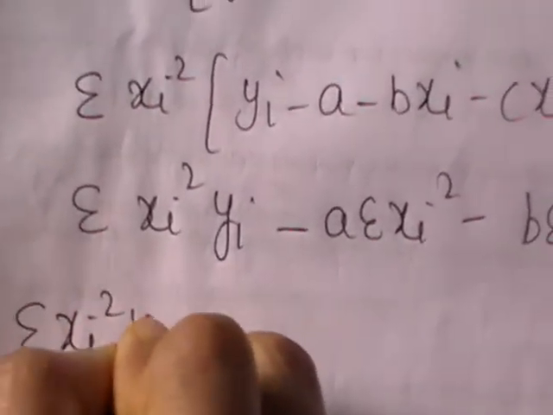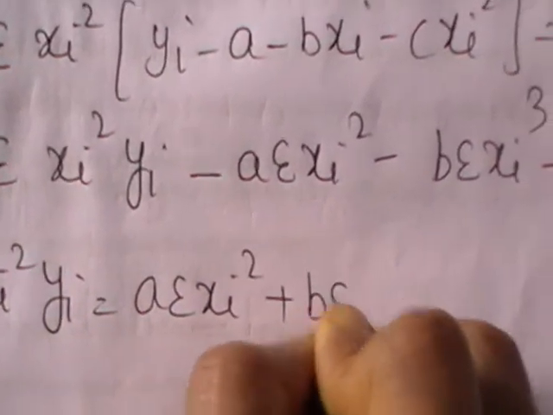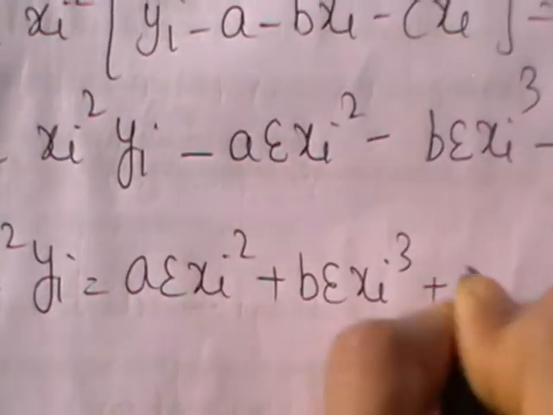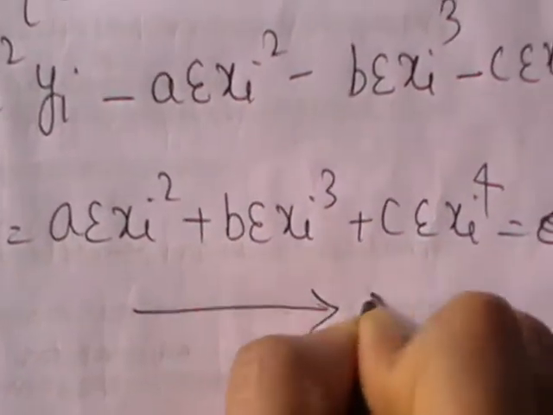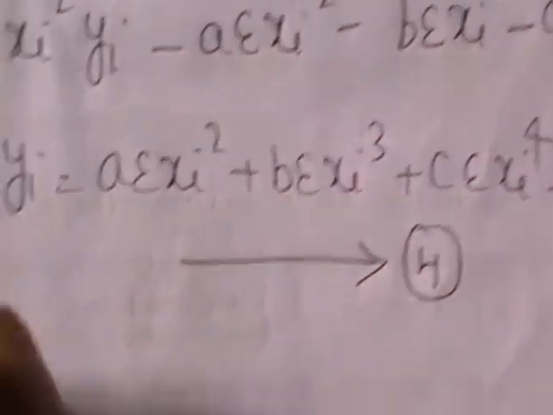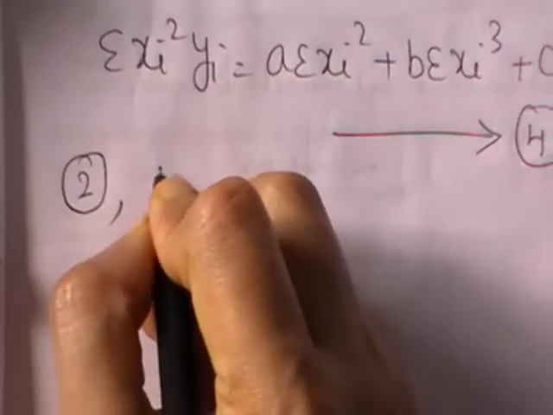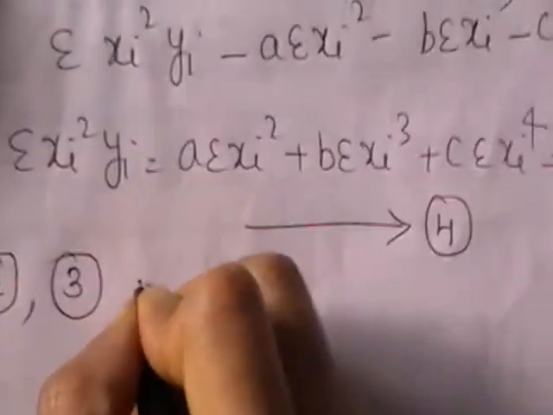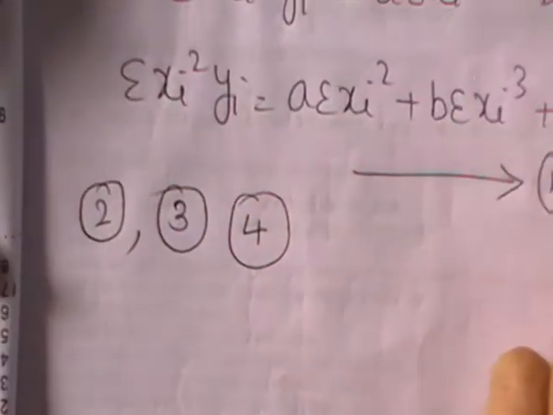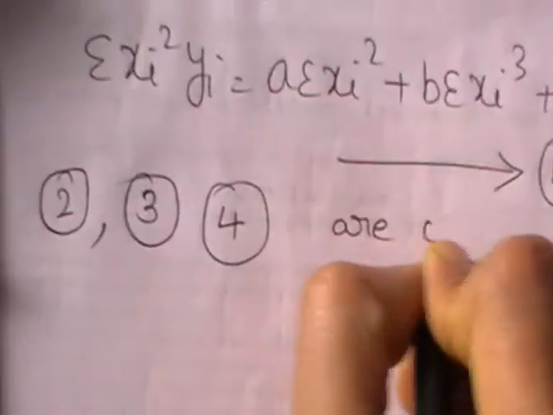So you shift all these terms to the RHS. You will get sigma xi square yi is equal to a sigma xi square plus b sigma xi cube plus c sigma xi power 4. Let us name this as equation number 4. So by equating dou s by dou a is equal to 0, we got equation number 2. By equating dou s by dou b is equal to 0, we got another equation called 3. By equating dou s by dou c is equal to 0, we got another equation 4. These are called normal equations.